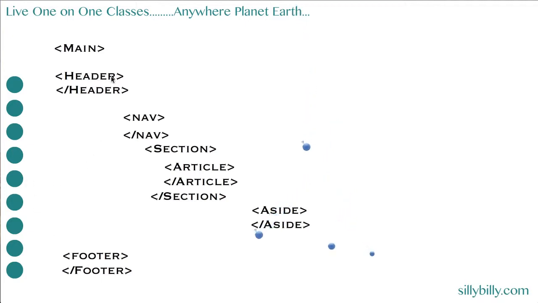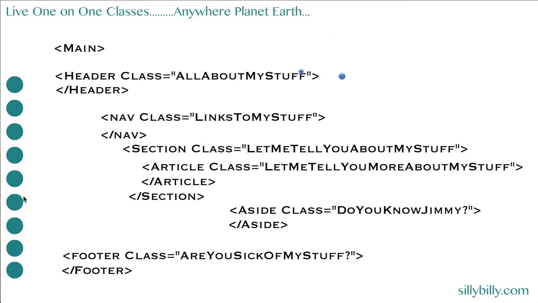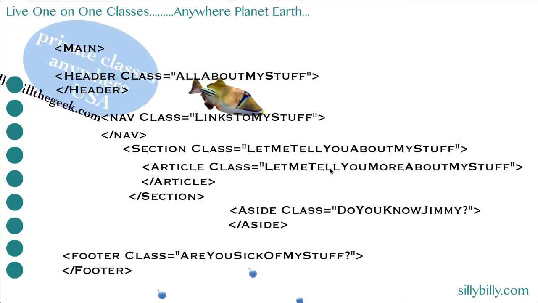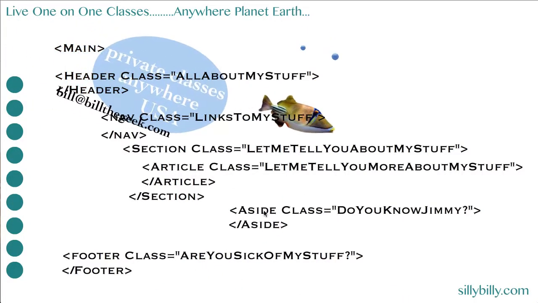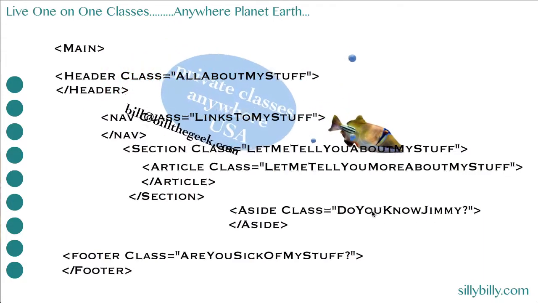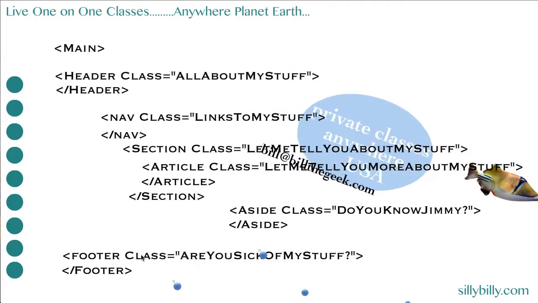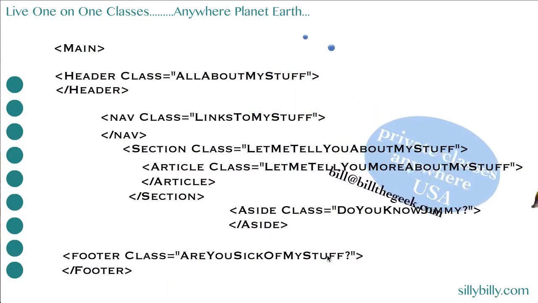But to help machines out even further, if we use some classes in here, or IDs, of course, header, all about my stuff. That makes sense. A machine might even have a little clue as to what's going on there. Nav, links to my stuff, section, let me tell you about my stuff. Let me tell you more about my stuff, article class, aside. Do you know, Jimmy? The machine knows that doesn't have anything to do about my stuff, okay? And then the footer, add a class name. Sure, the machine will know. Are you sick of my stuff, huh?